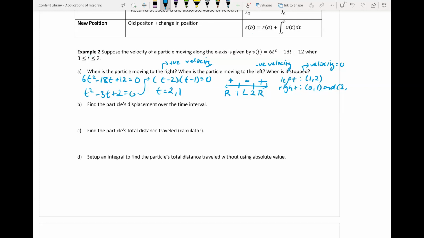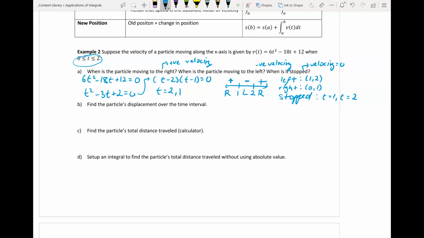But again, if you look at our time, it's restricted to 2. So I'm not going to say 2 onward, I'm just going to leave it as 0 to 1. And then when are we stopped? We are stopped when our velocity is 0, and this occurs at 1 and 2. The next thing we do is find the displacement.